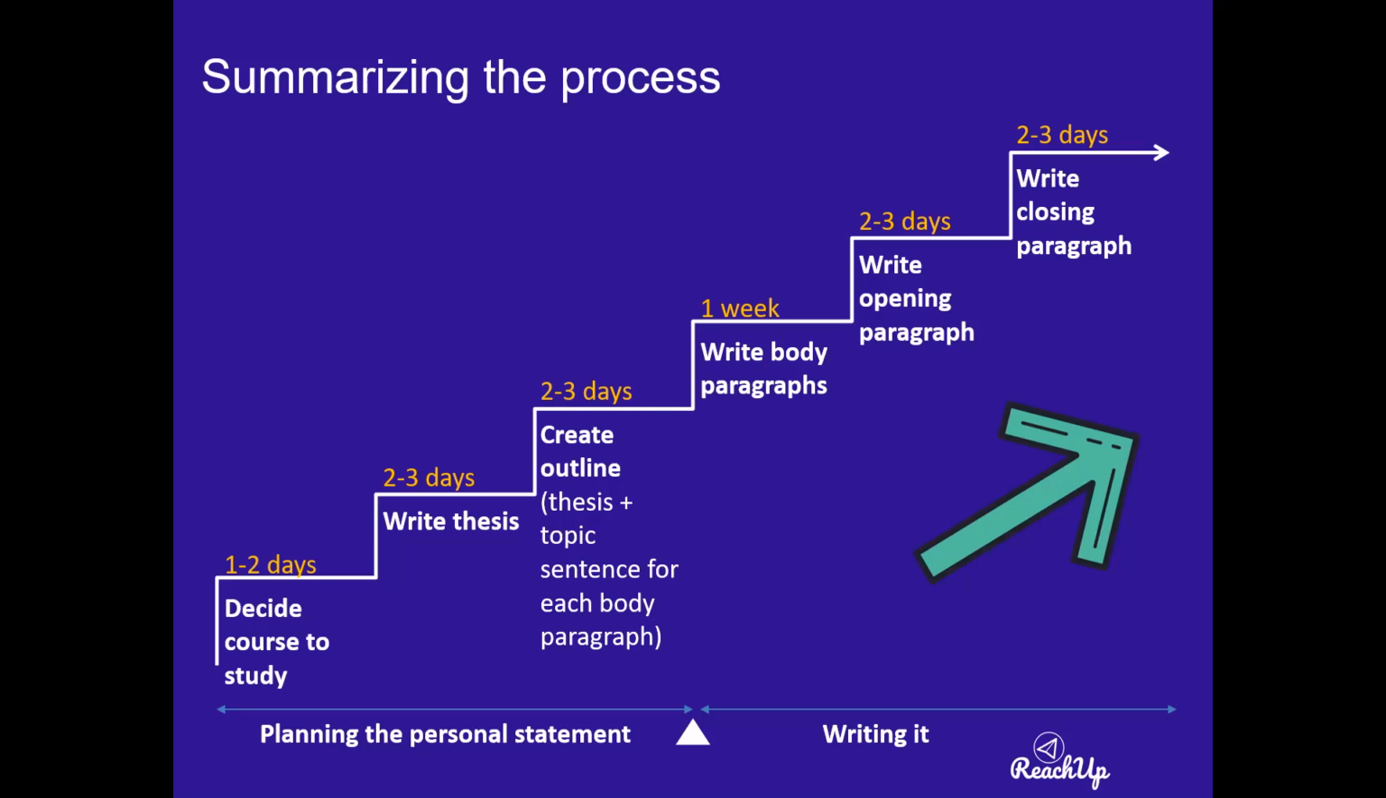Once you've written the thesis and created the outline, you're basically done with planning the personal statement. And everything after that is writing the essay or the personal statement. So you'll first write the body paragraphs that support each of the topic sentences in your outline. Once you're done with those, you're going to write your opening paragraph. And once you're done with that, you're going to write your closing paragraph.